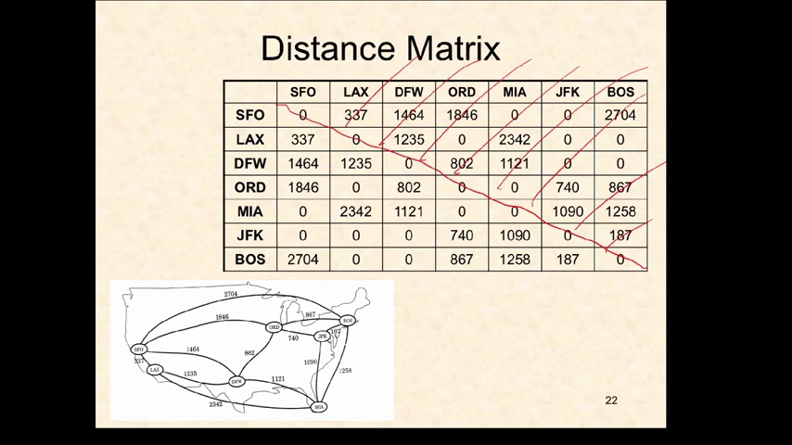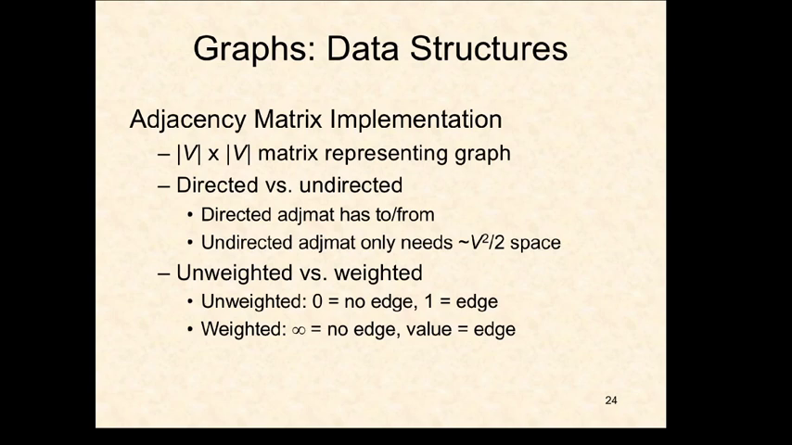However, then it would make it harder for us to look things up, because then I would have to say, well, you want to go from SFO to ORD, but I can't look that up in the SFO row. I have to look it up in the ORD row. And that would make it more complicated. And we don't like making things more complicated if we don't have to. So it only needs half the space, but really, I wouldn't do that. I would just stick to the whole V squared, make it easy to find things, make it easy to index things for the undirected graph.